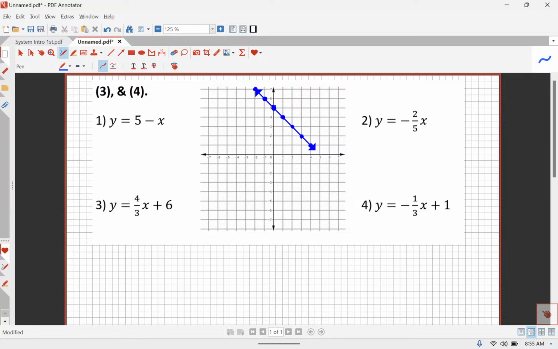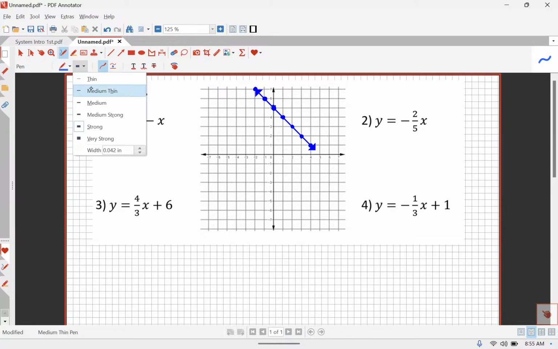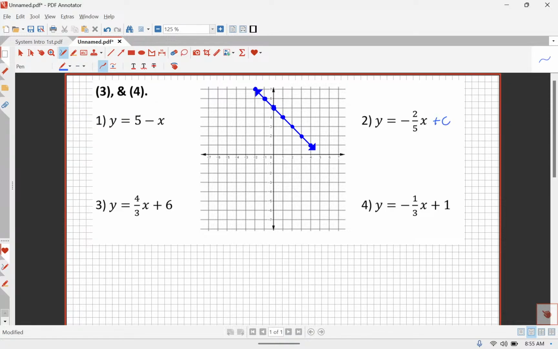2. On number 2, actually, no. So number 2, remember, there's a secret plus 0. Very good. And then what is the change in y? That's 2. Or -2, huh? And what's the change in x? 5 or -5. So show me what that looks like.